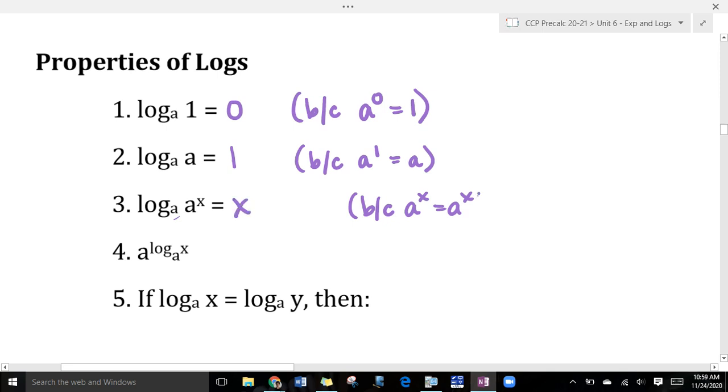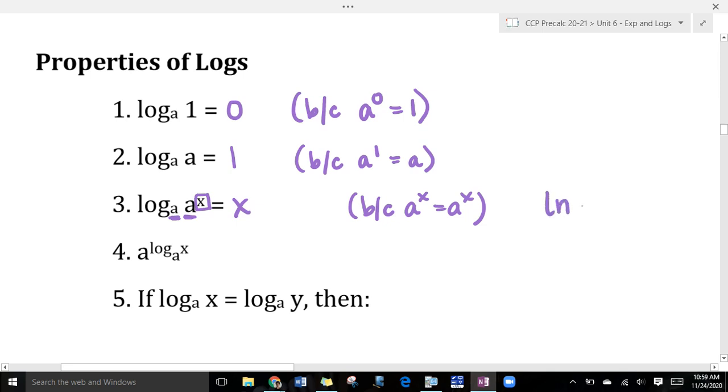Okay, so here's a little shortcut. If your base and your argument are the same value, your answer will be the exponent, because a to that power equals a to the x. So base and argument the same, your answer is your exponent. So let's think about that in terms of a natural log.